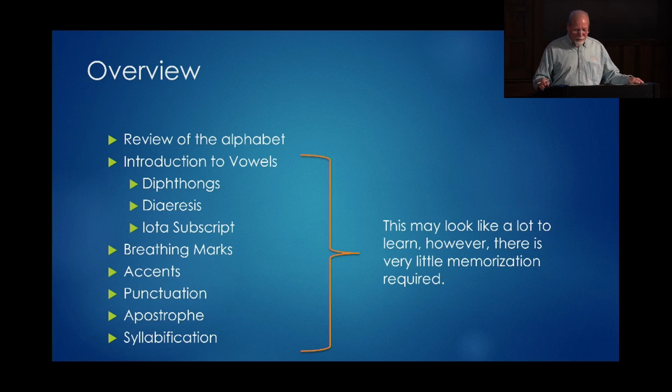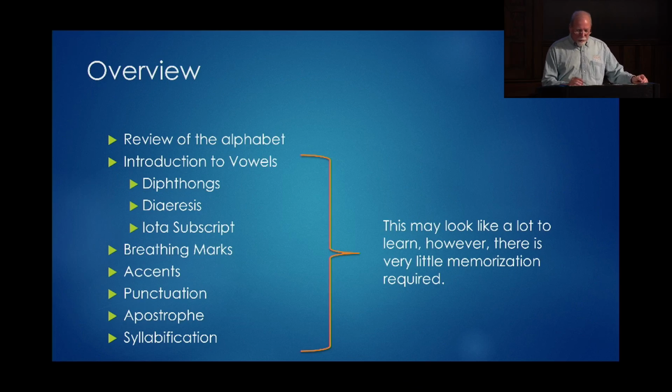The work for today, this may look like a lot. Today we're going to review the alphabet. Okay, that's not hard. By the way, we're going to be reviewing the alphabet every day, every week when we meet together. So you need to work on it on your own, but we'll continue to work on it here too. So today we also have the introduction to vowels, which includes diphthongs and the diaeresis and the iota subscripts. We'll look at breathing marks, accent marks, punctuation, apostrophes, and syllabification, because we don't want slobification.